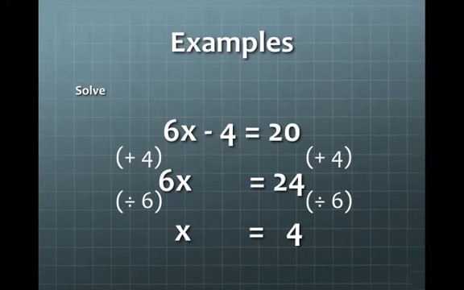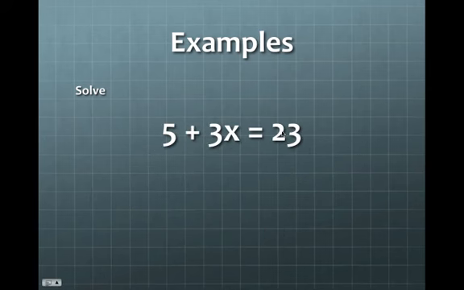Again, we've got to that stage where it's our letter equals a number, so we know we've got to the end. You can always check that answer by plugging that 4 back in. If we look right at the start, 6 times 4 would be 24. Take away 4 gets us to 20, which is what we need.